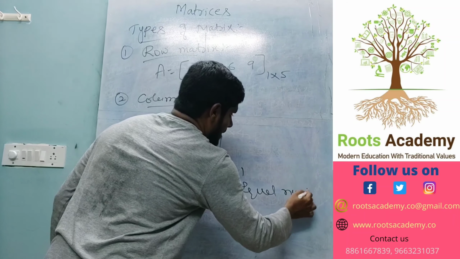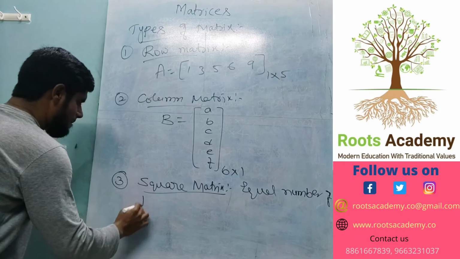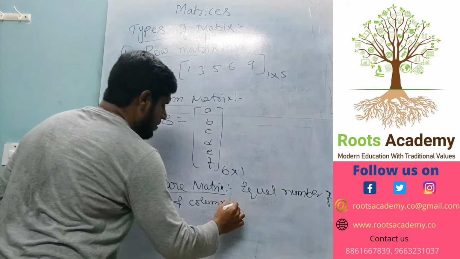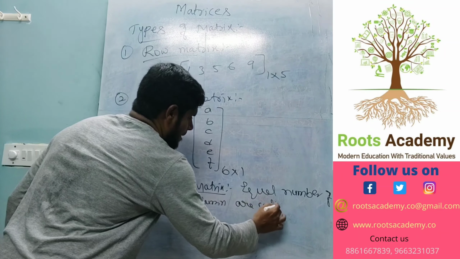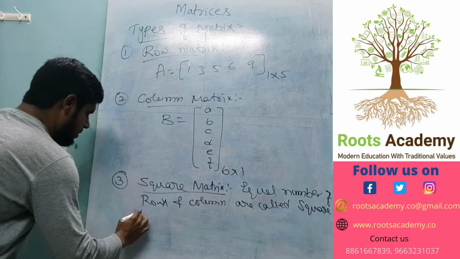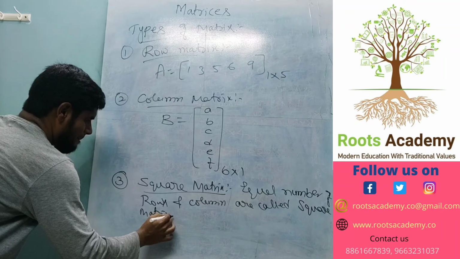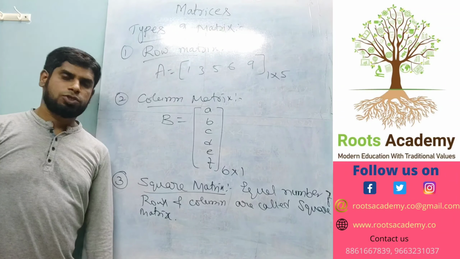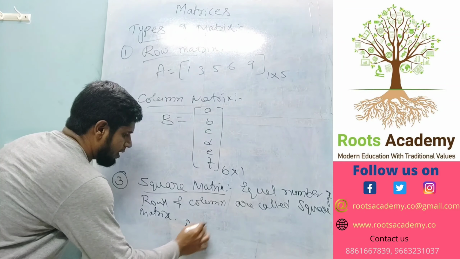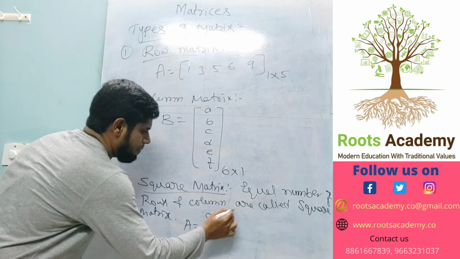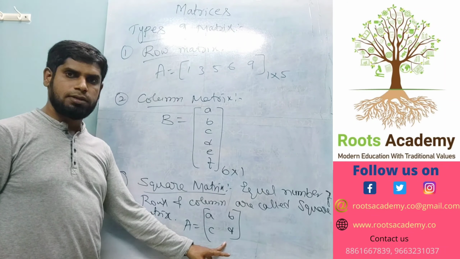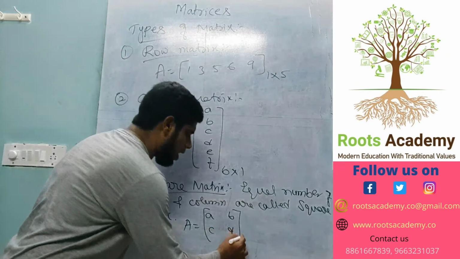Equal number of rows and columns are called square matrix. Now how can I represent this? For example, if I have a matrix A, B, C, D. See student, this is a square matrix because it has 2 rows and 2 columns.